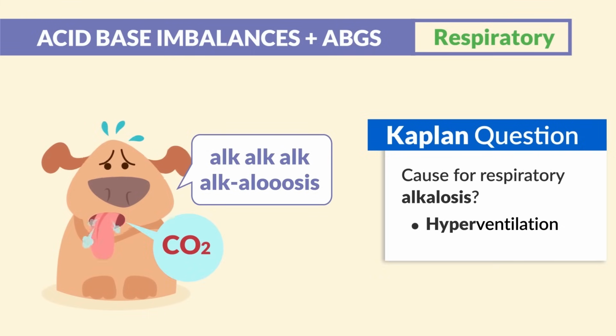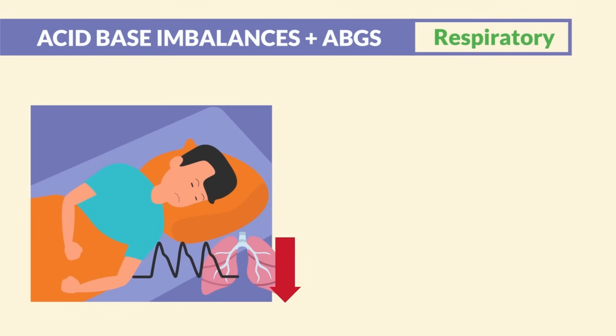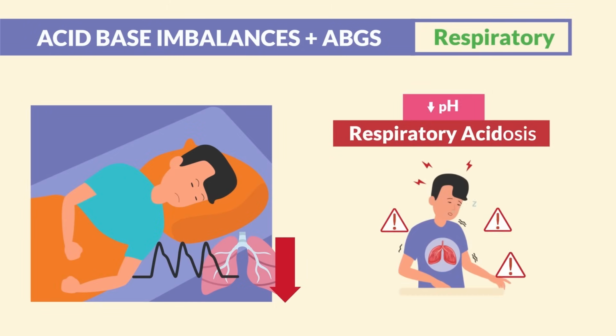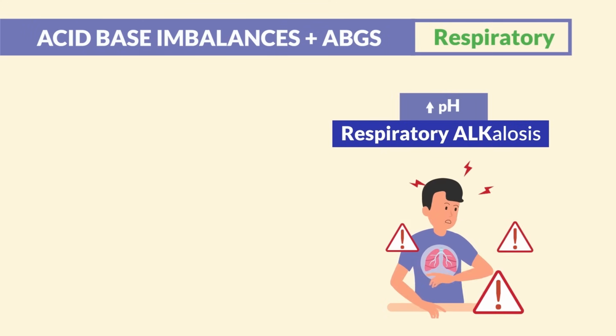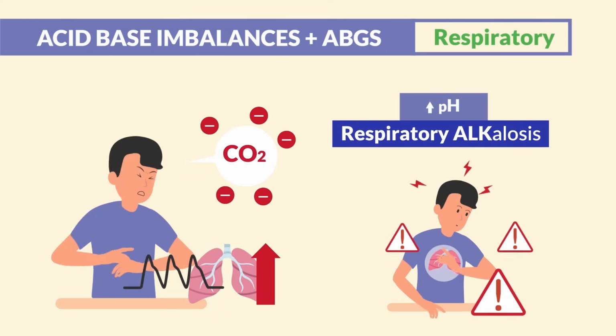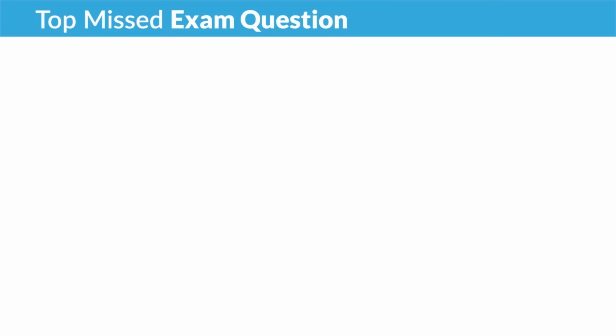Now, Kaplan mentions, what is the cause for respiratory alkalosis? And the answer is hyperventilation. So again, just think for your exams. Every condition that's breathing too slow is acidosis, for respiratory acidosis. And every condition that's breathing too fast puts the body into alkalosis. Now for the top missed exam question here.